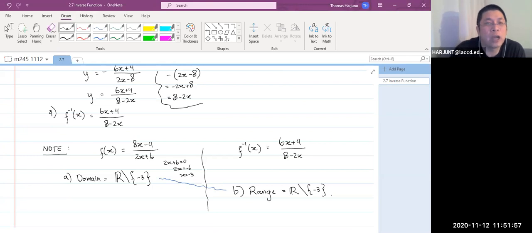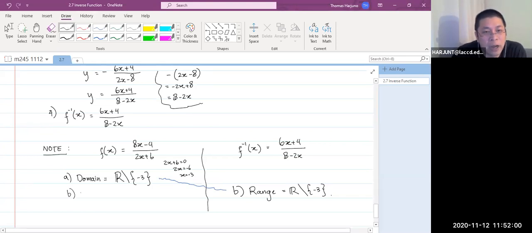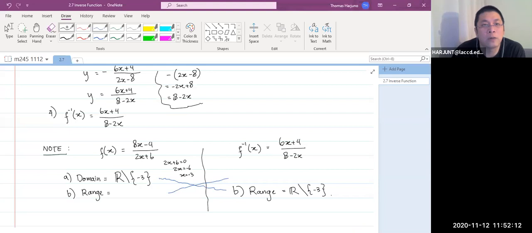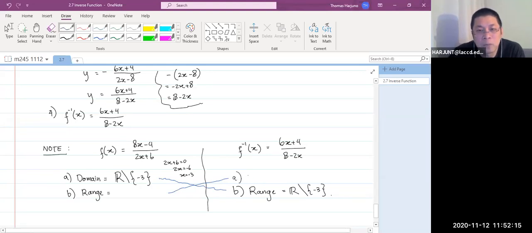Now, so I can actually ask you this question then. Can you find what is the range of the function? One way to answer the question of the range of a function is to look at the inverse. So what we can do is look at the domain of the inverse function. What is the domain here? The domain is all real numbers except something. 8 minus 2x cannot be 0, right? So if it is 0, what will x be? x will be 4. So the domain of the inverse function is all real numbers except 4.